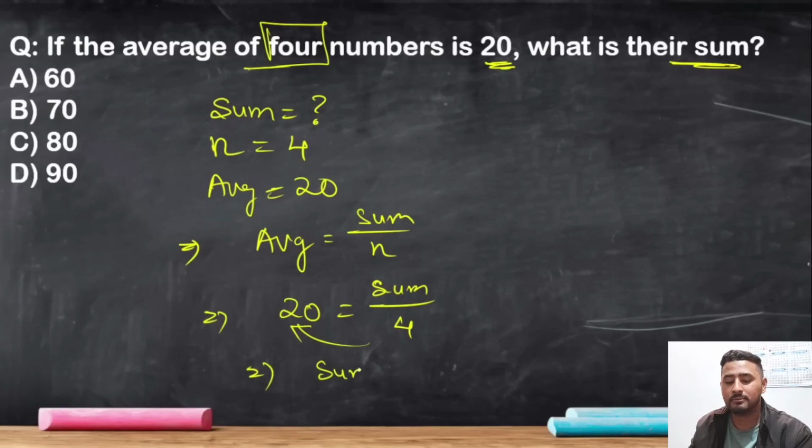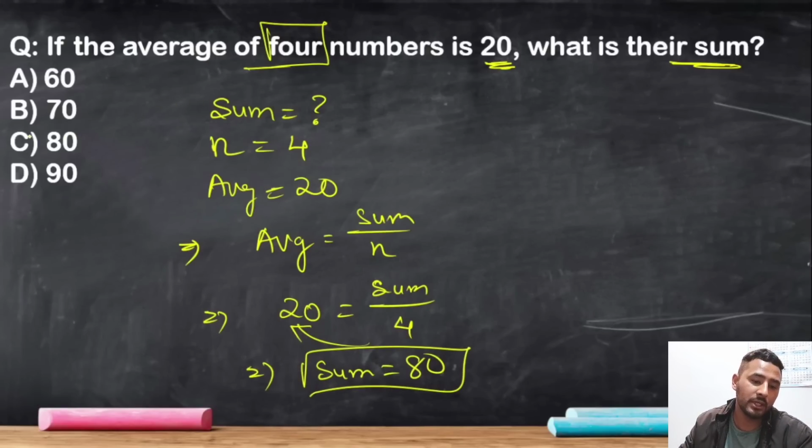So what will be the sum? 20 into 4 is 80. So our sum is 80. Okay. Very important. You may get this type of question.